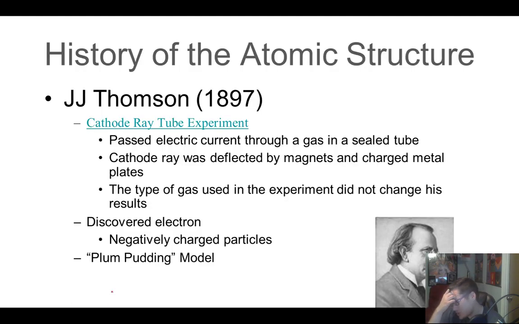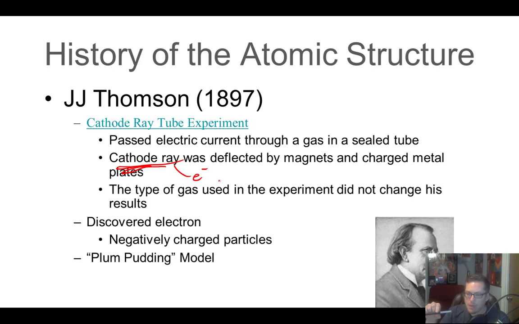Next came J.J. Thomson, and he used what's called the cathode ray tube experiment. In class, I'm going to show you a cathode ray tube, and we'll see a picture on the next slide. Essentially it's just a vacuum tube, and he sent electrons through. You could see these cathode rays, which is what they called them, but they were essentially just electrons.